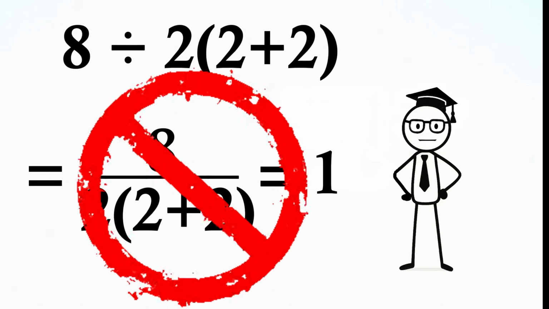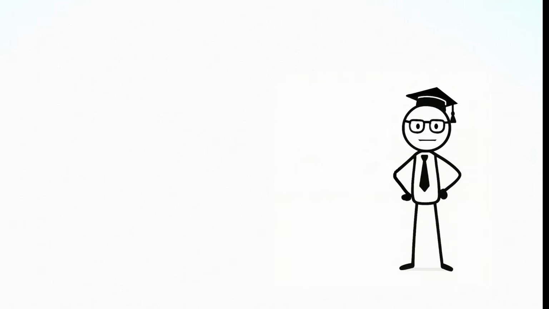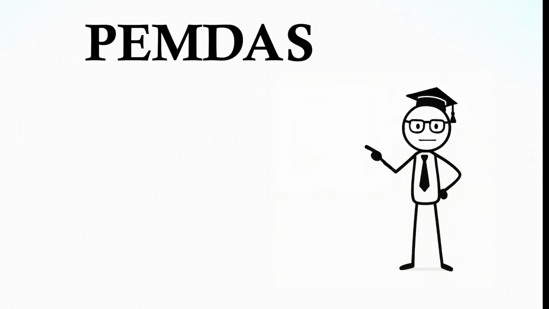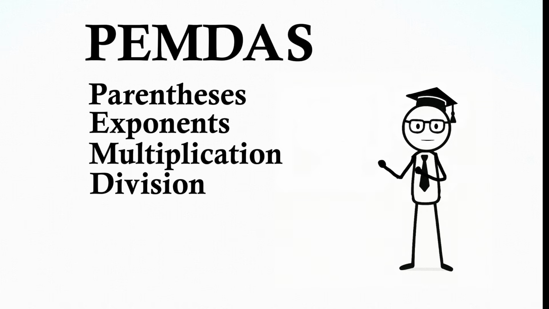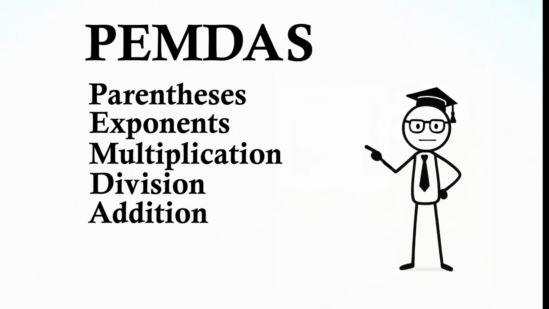Let me walk you through this step by step because this is actually really important stuff. We use something called PEMDAS. You probably learned this in school, but maybe forgot. Parentheses first, then exponents, then multiplication and division from left to right. That's key. Then addition and subtraction.